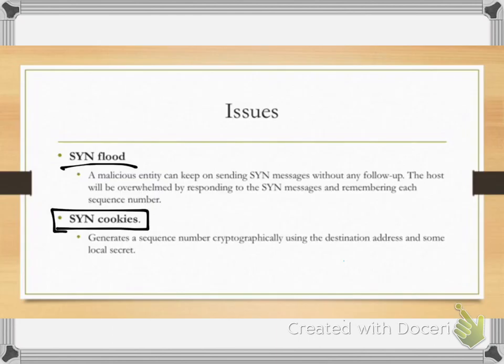So it generates a sequence number cryptographically using the destination address and some local secret. So in this way it can avoid this sync flood.